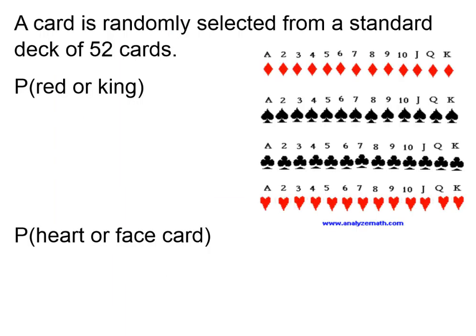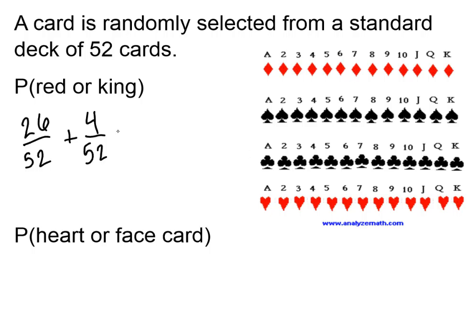Let's do a playing card question. A card is randomly selected from a standard deck of 52 cards. What is the probability of it being red or a king? So the probability of red would be 26 out of 52. The probability of pulling out a king would be 4 out of 52. Now, I'm going to subtract the probability of both, pulling out a red king.